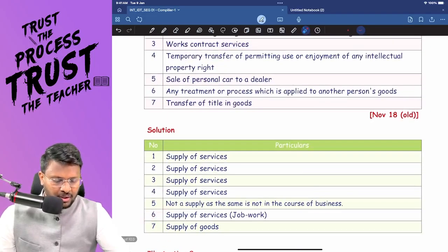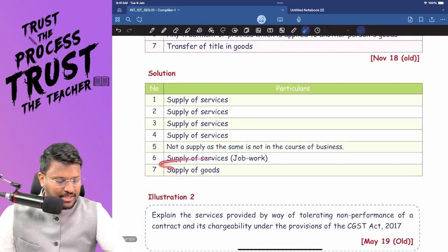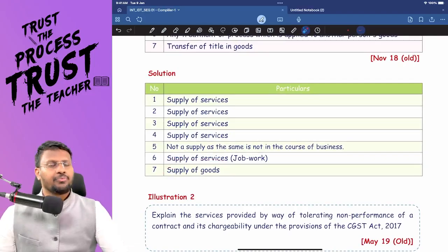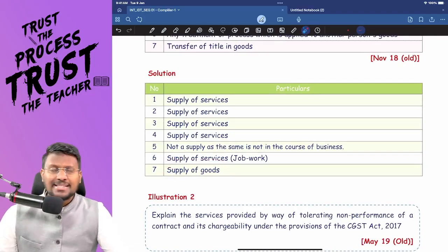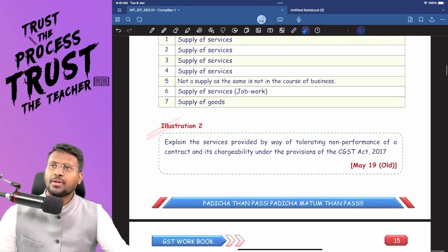Supply of transfer of title in goods. We are assuming that the title is transferred, and possession is also transferred. Hence, it is a supply of goods. Okay, sir. Shall I move into illustration number 2?